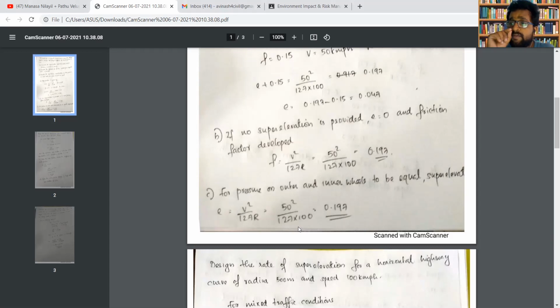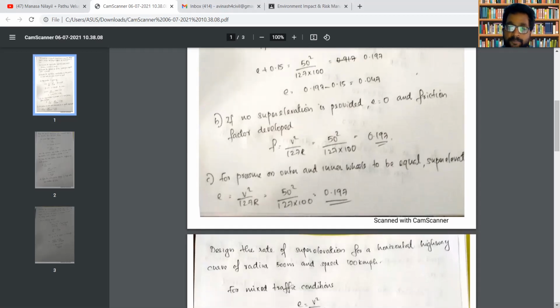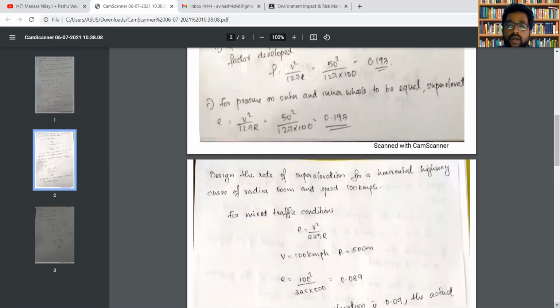If coefficient of friction is acting in place, definitely there will be difference in the pressure experienced on the outer and inner wheels, right? But here it is not the condition. So you have to understand that from this question. Read the question and understand that here the parameter that is supposed to be 0 is coefficient of friction. F should be equal to 0. So E is equal to V square by 127 R, 50 square by 127 into 100, which is equal to 0.197. Clear? Now the next question.